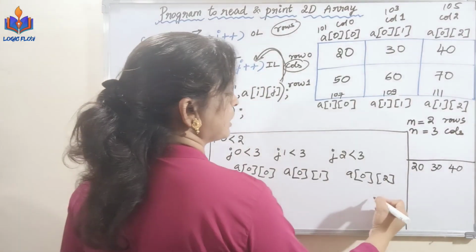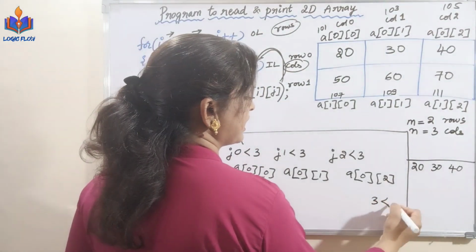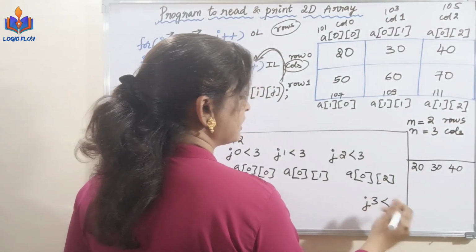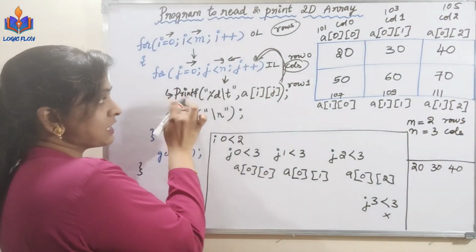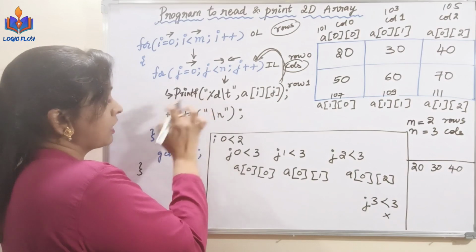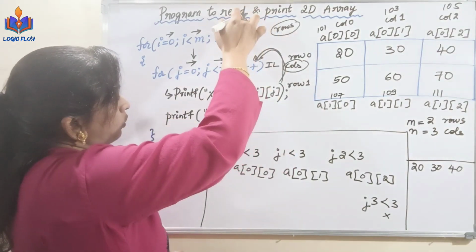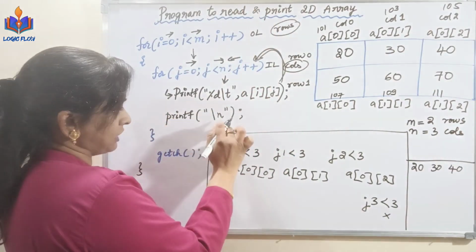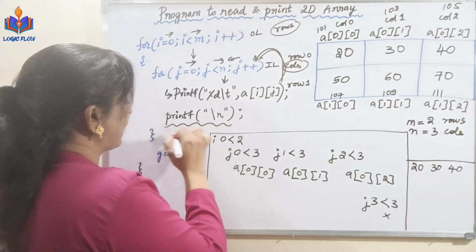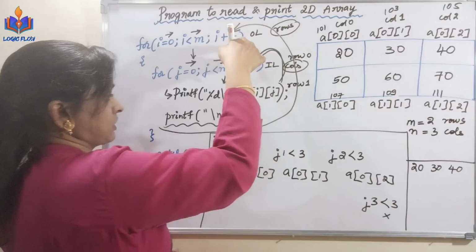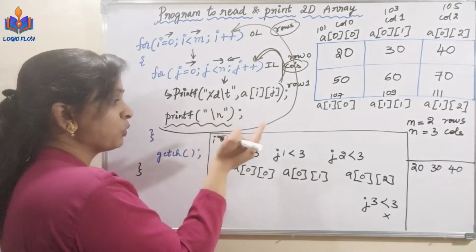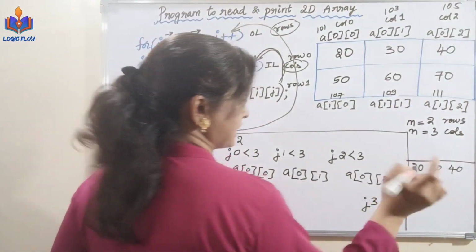How much? J becomes 3. 3 less than 3, this is the J value. 3 less than 3, no. Condition not satisfied. This immediate statement gets skipped. Then, before going to the outer loop, I need to execute this statement, and then I need to go to the outer loop condition. So, it says come to new line. The cursor will go to the next line.